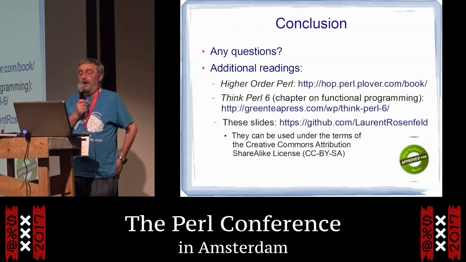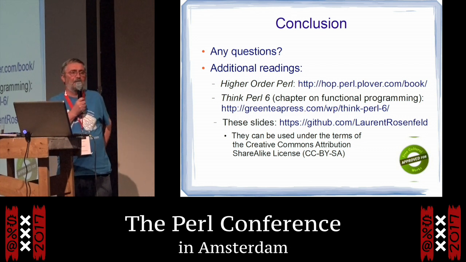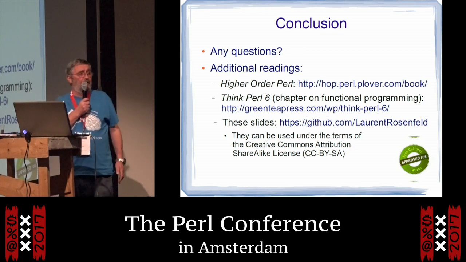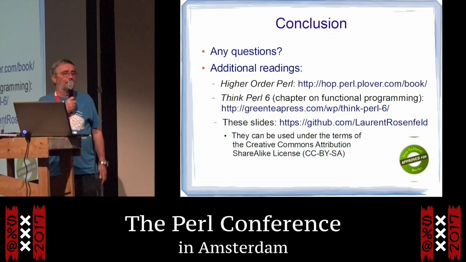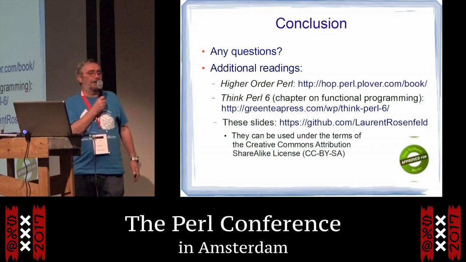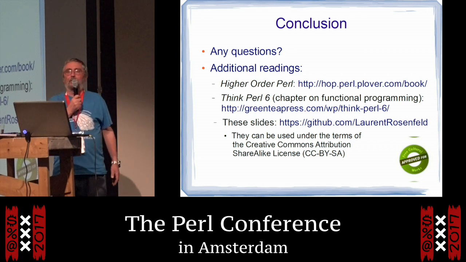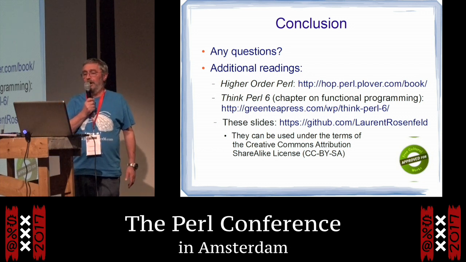Okay, well, thank you. Additional readings. The book I mentioned at the beginning, Higher Order Perl by Mark Jason Dominus, it's available online, but if you're interested in it, I would suggest that you probably want to buy the paper copy. That's at least what I did. I first read it online. It's a bit difficult. It's not easy reading, you know. So I ended up buying the book, and I think it's a good thing to do.